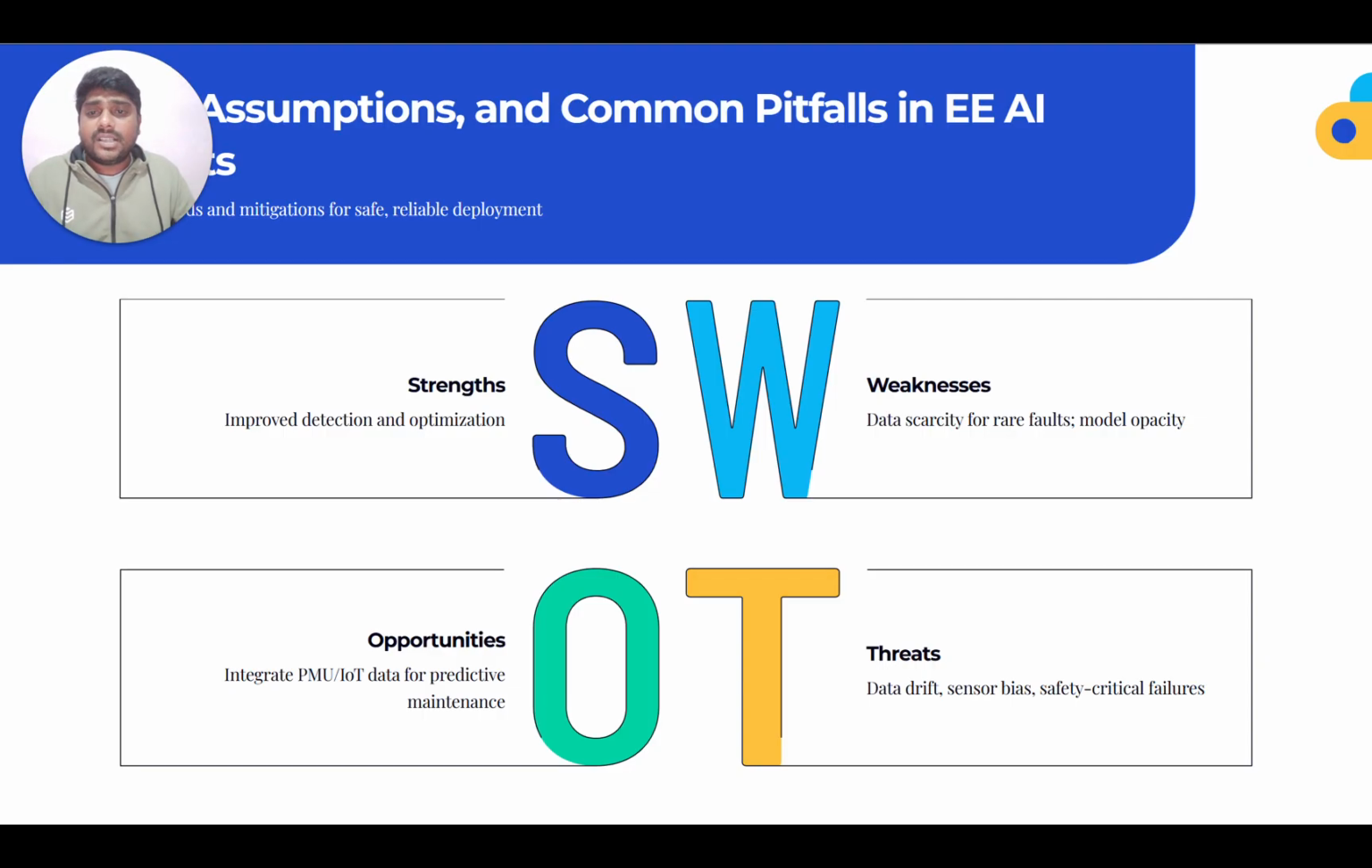Finally, the threats, the risks we must mitigate, including data drift, where real world conditions change post deployment, sensor bias causing systematic errors, and the danger of safety critical failures due to model mistakes. Mitigating these threats is the fundamental challenge of building safe and reliable AI in electrical engineering.